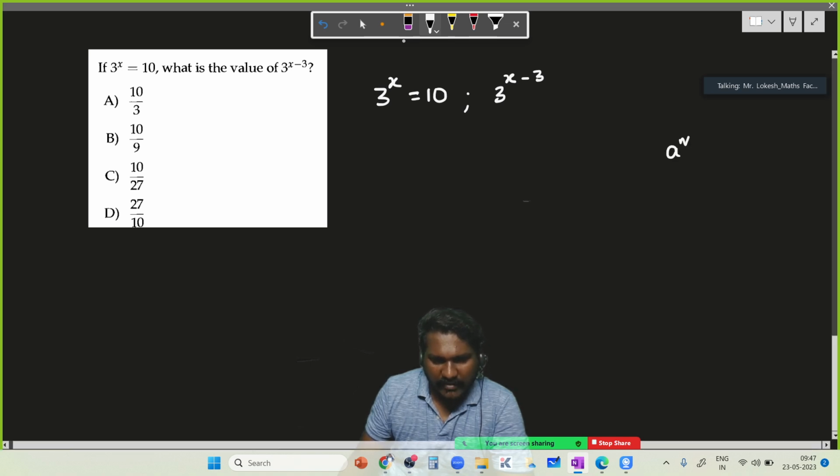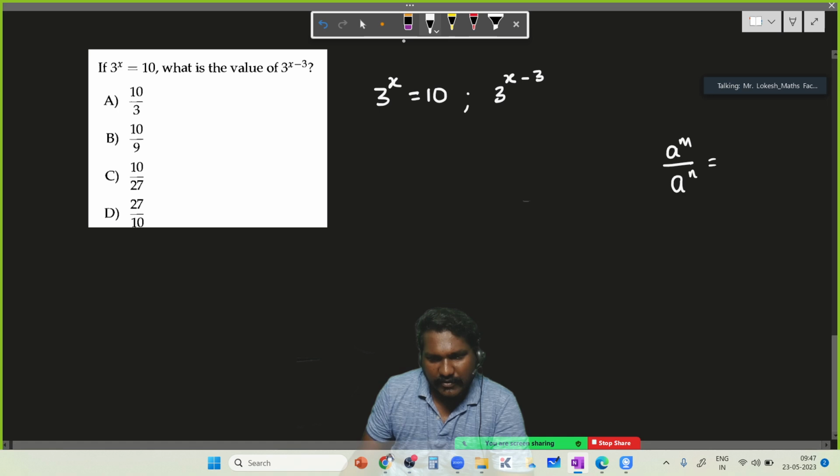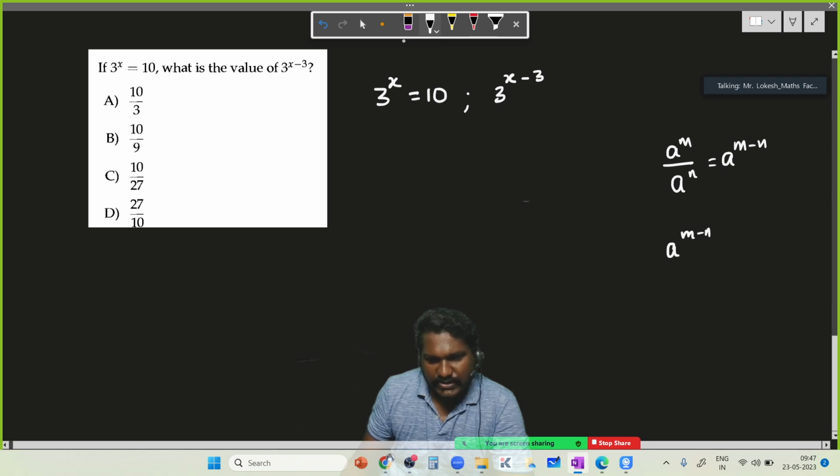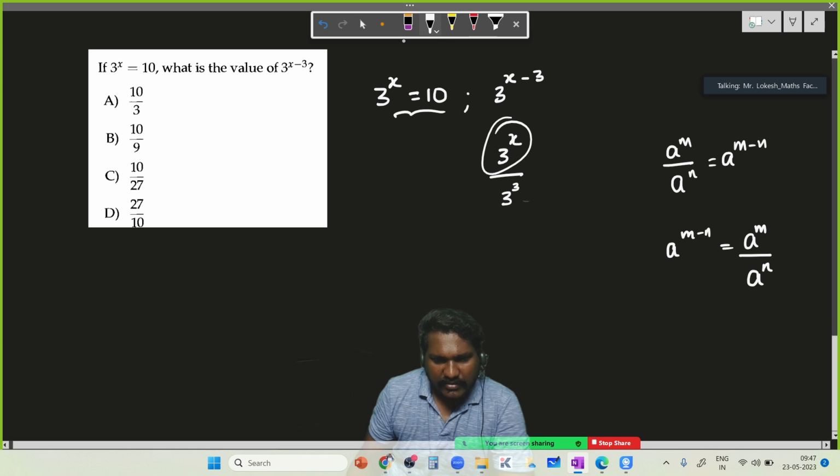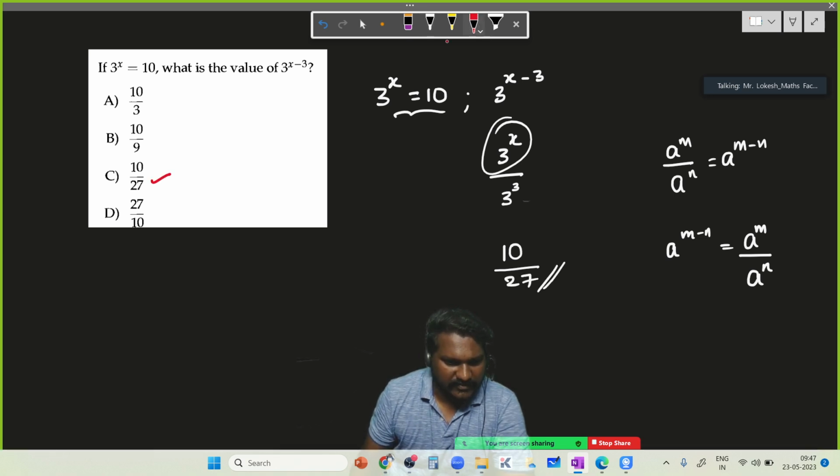We got the formula a power m by a power n is equal to a power m minus n, and we have to remember it in both ways. If it is given like a power m minus n, we should remember that it can be written as a power m by a power n. So 3 power x minus 3 can be written as 3 power x by 3 power 3, and 3 power x is 10. So in place of 3 power x we can write 10 by 3 cube, which is 27. So 10 by 27 is the right answer, option C.